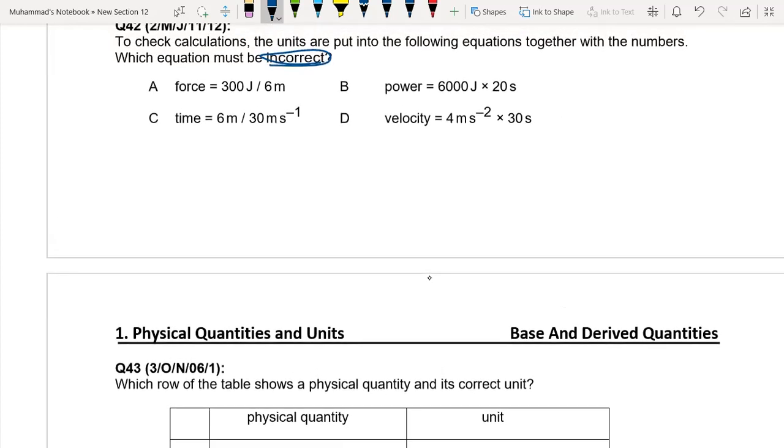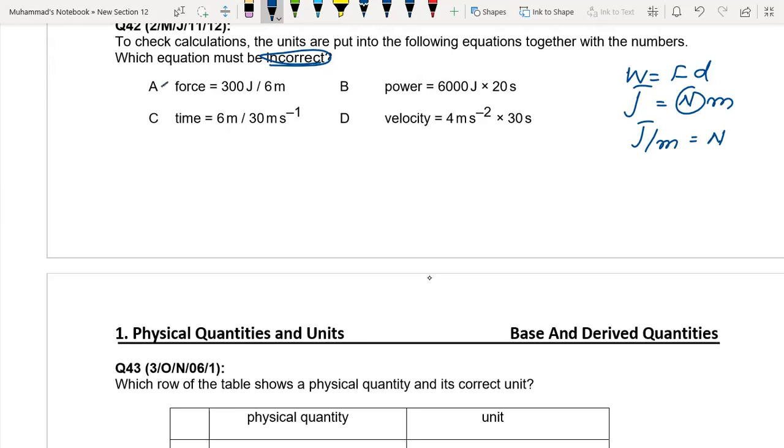Force is joule per meter. You know that energy or work is force times distance. So joule, that is Newton meter. So if you make Newton of force as subject, that is joule per meter. Okay. So force in Newton is joule per meter. This is correct. We have to look for the incorrect equation.